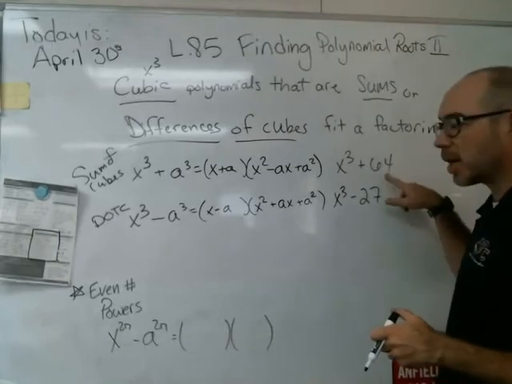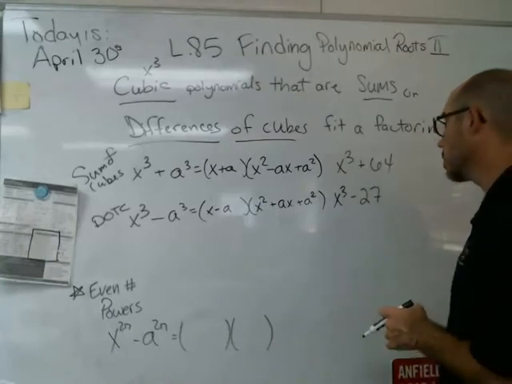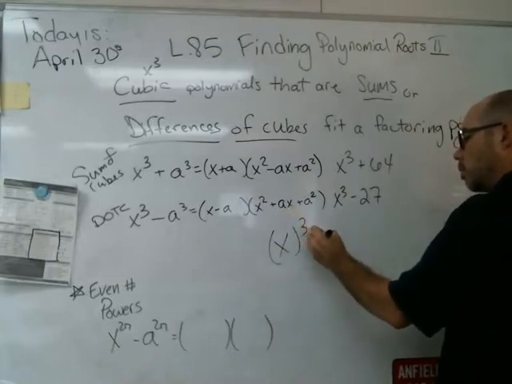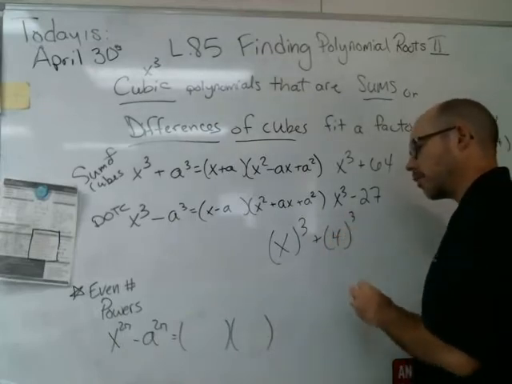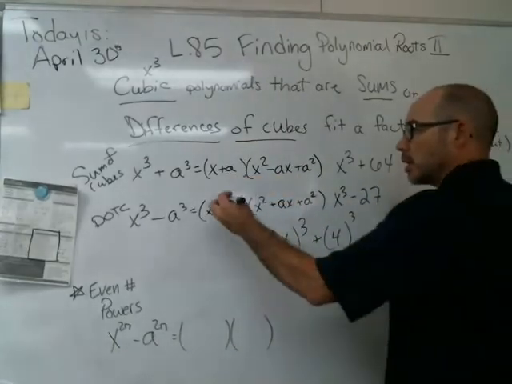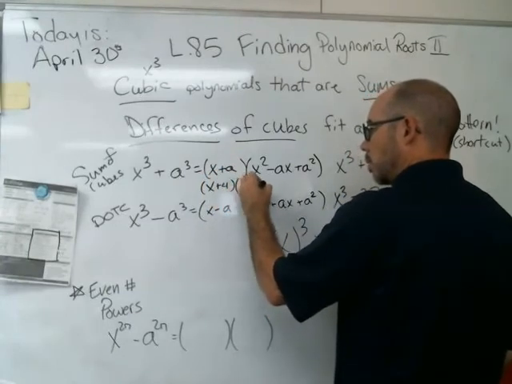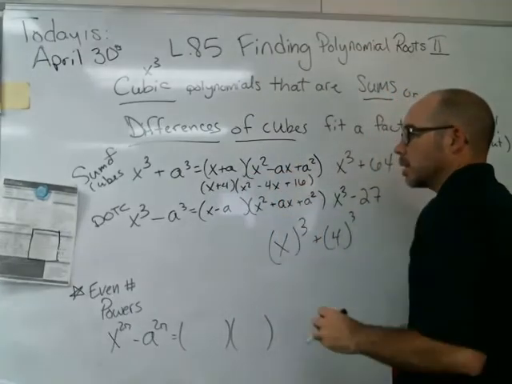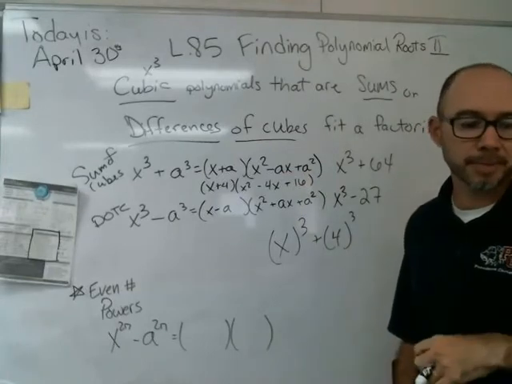So you have to recognize, or figure out, that 64 is something cubed in order to see if this is the sum of cubes. So we want to rewrite this as x cubed plus something cubed, and that something is 4. We plug it into this form, and it says we can break this down to x plus 4, and then x squared minus 4x plus 4 squared, which is 16. We've got ourselves factored. All right?